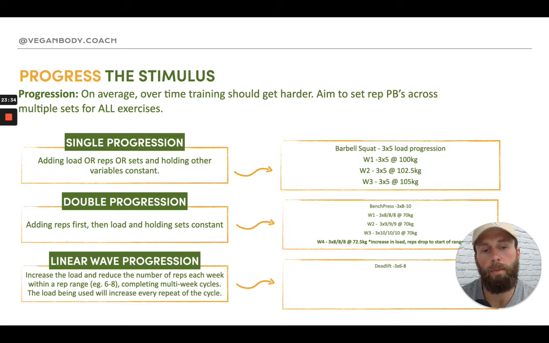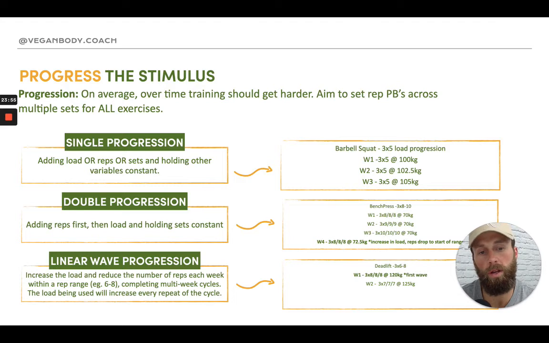So we'll give you an example using a deadlift here. 3 sets and using a rep range of 6 to 8. So in week 1, we would be doing 3 sets of 8 at 120 kilograms as an example. This is the first wave. Week 2, we drop the reps. So instead of going up in repetitions here, we're actually decreasing reps, but we're increasing the load.